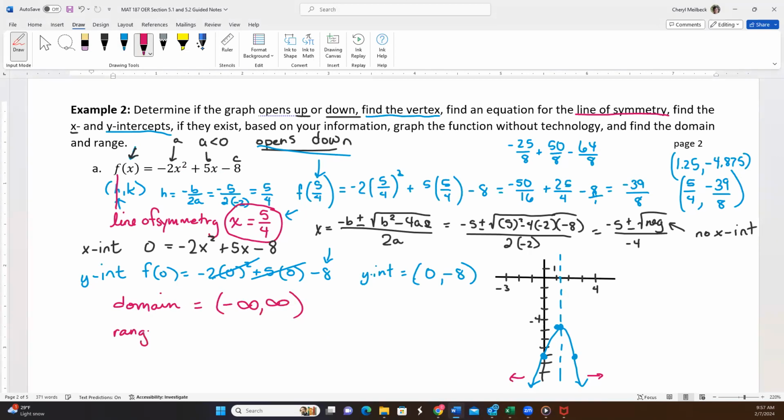Now we're going to pull the range, which is the y values, off of our graph. As you can see, there's no graph above this y value, which we established to be -4.875. So our range is all the values below that. So -infinity to -4.875, which you could also write as -39/8. And it can equal that value, so we have a bracket on that side. All right, let's look at our next function.